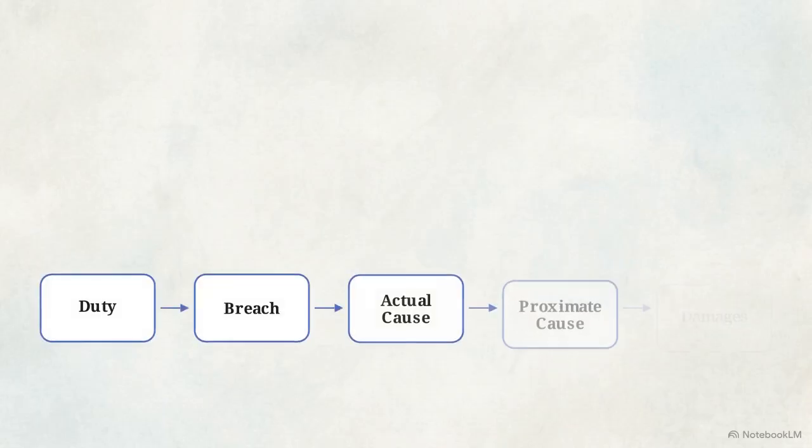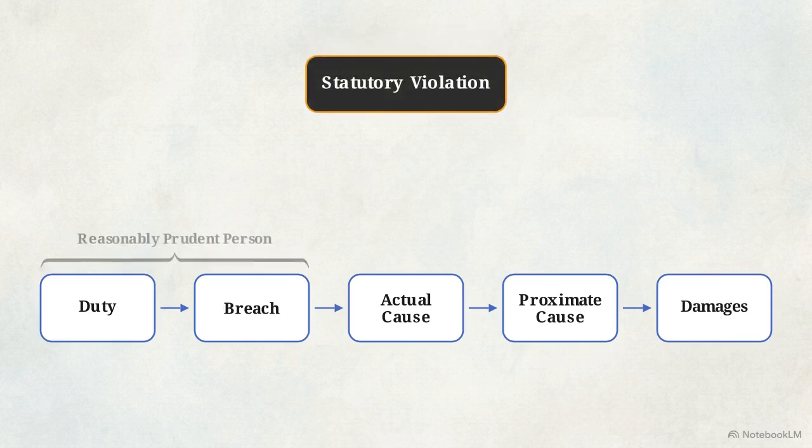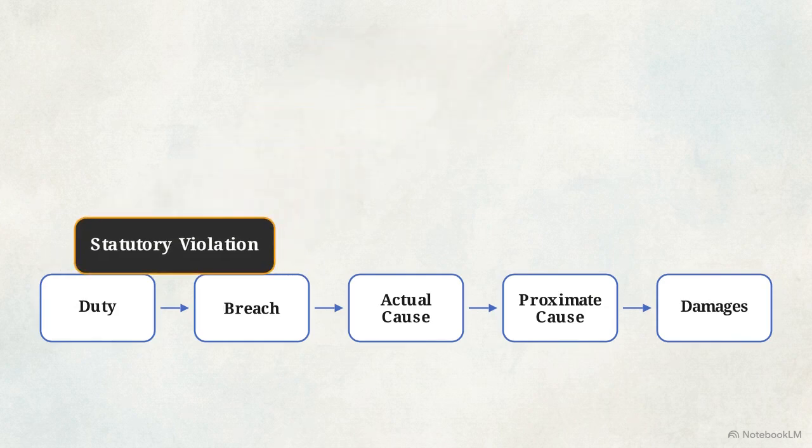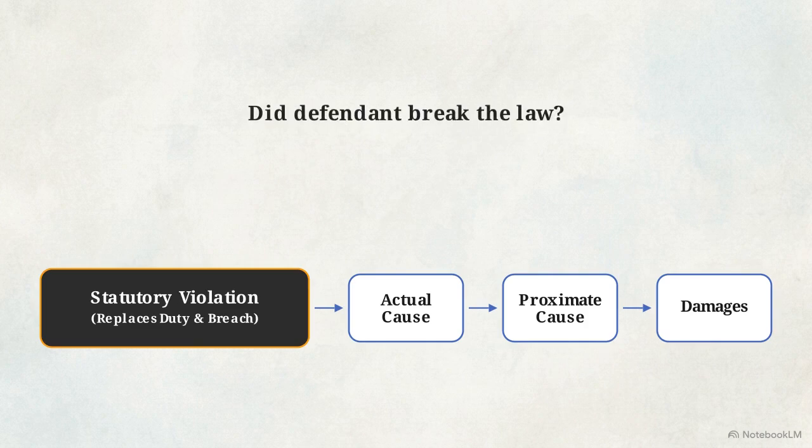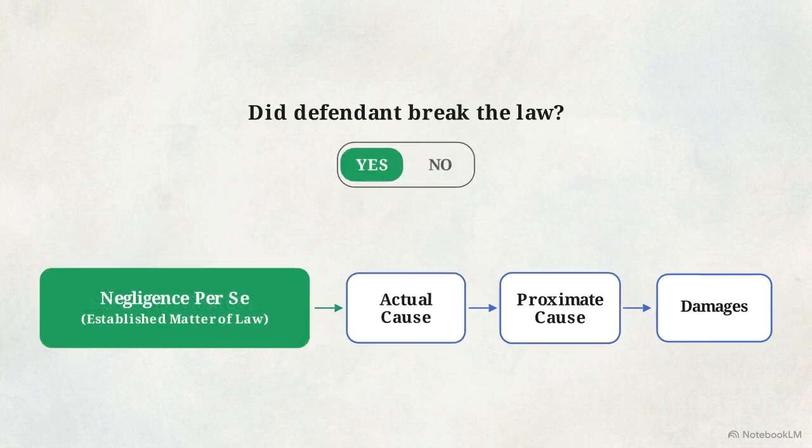By proving the statutory violation, the law essentially short-circuits the first 2 steps of the negligence framework. The separate elements of duty and breach are consolidated into a single established fact. The jury is no longer asked to weigh whether the defendant acted carefully. Their job is reduced to a binary question: did the defendant break the law?